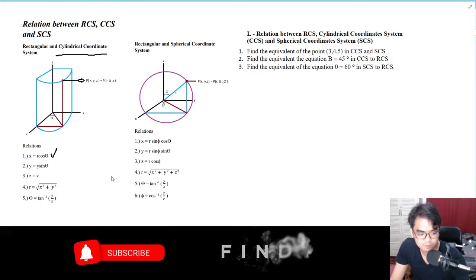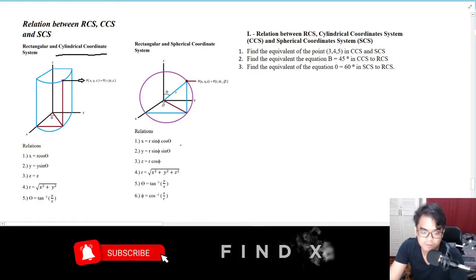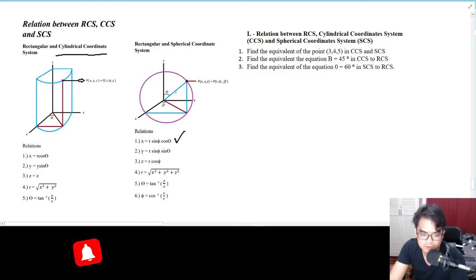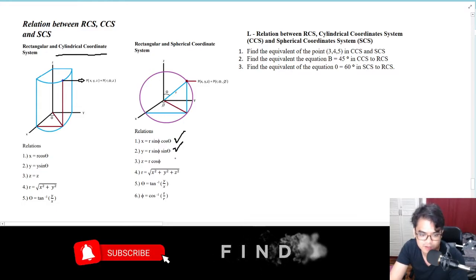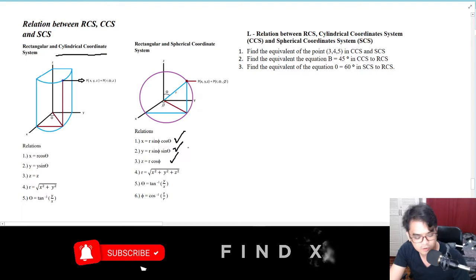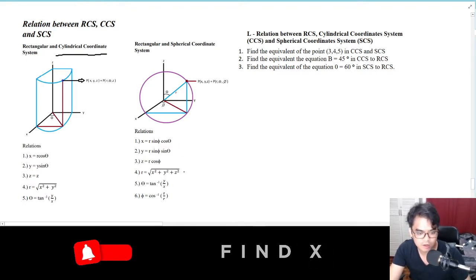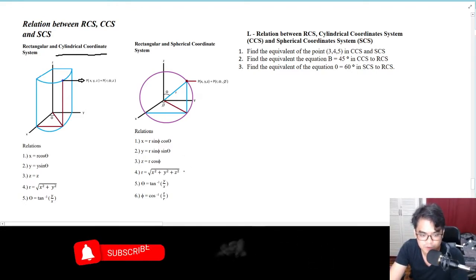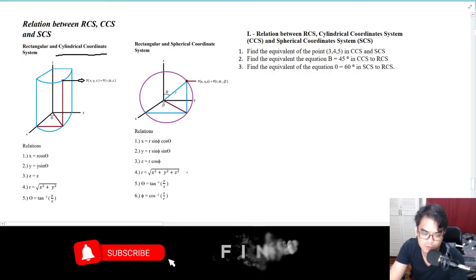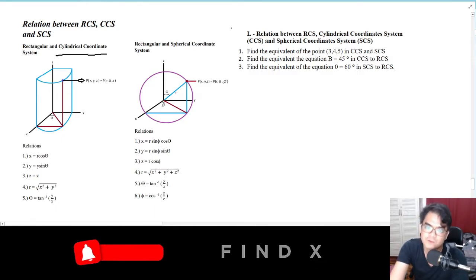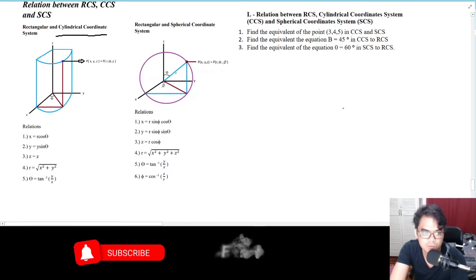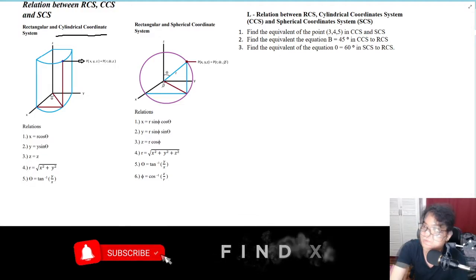Almost the same. For the spherical, you'll have two angles, theta and phi. So x is equal to r sine phi cosine theta, y is r sine phi sine theta, z is r cosine phi, and r will be the square root of x squared plus y squared plus z squared. Theta is arctan y over x, and phi is the arc cosine of z over r. With that, let's use those formulas to answer the sample problem.